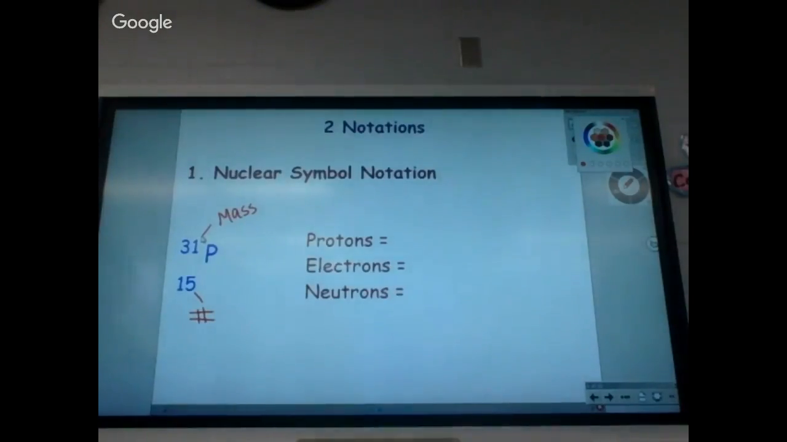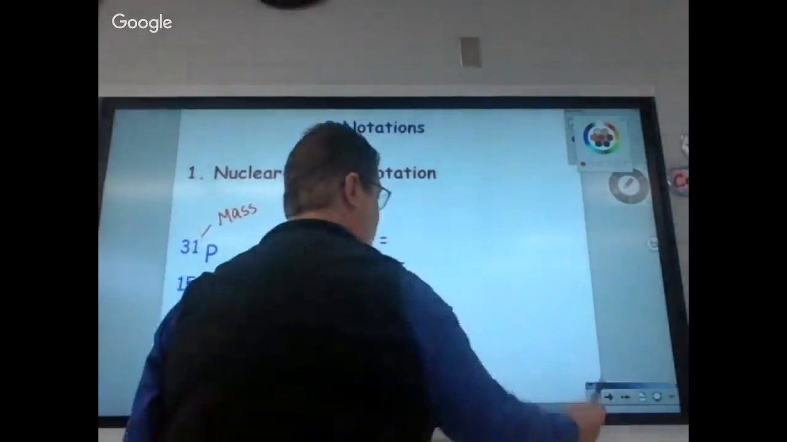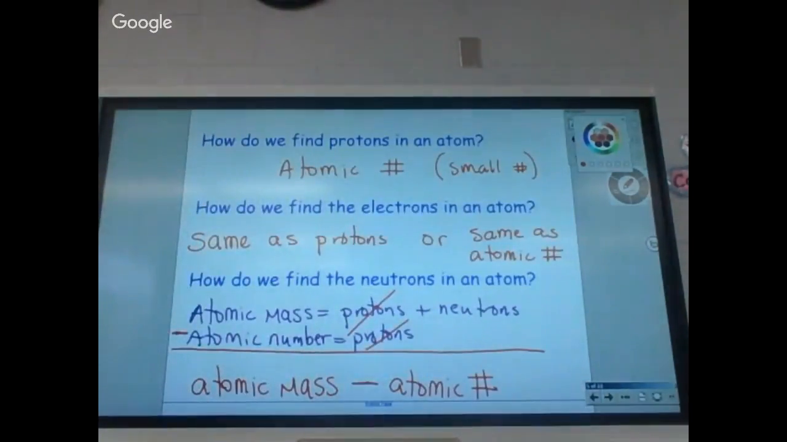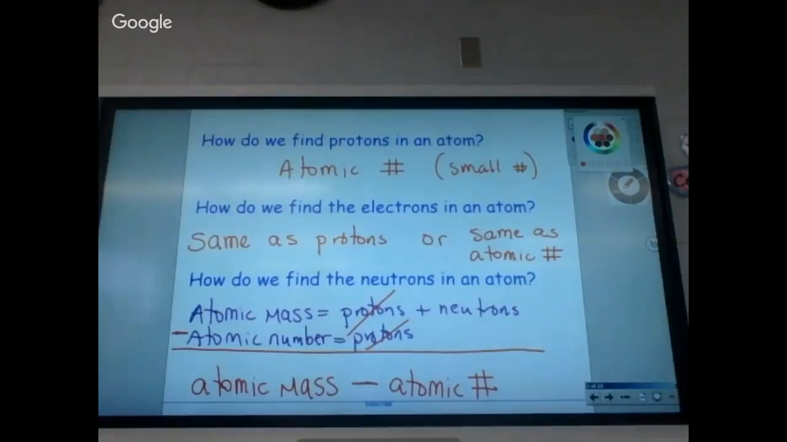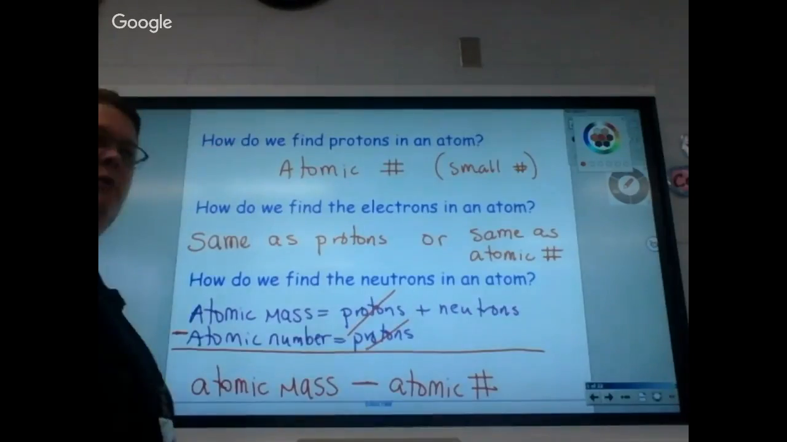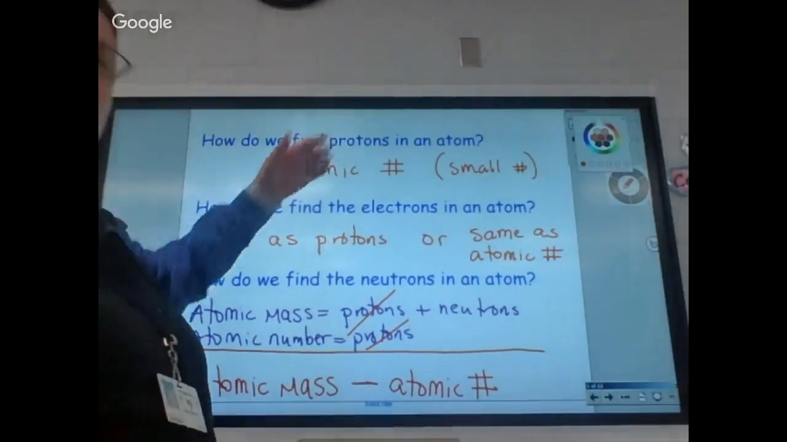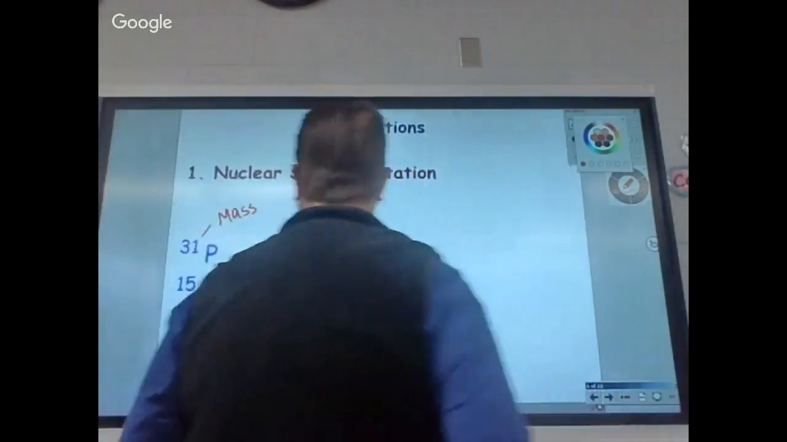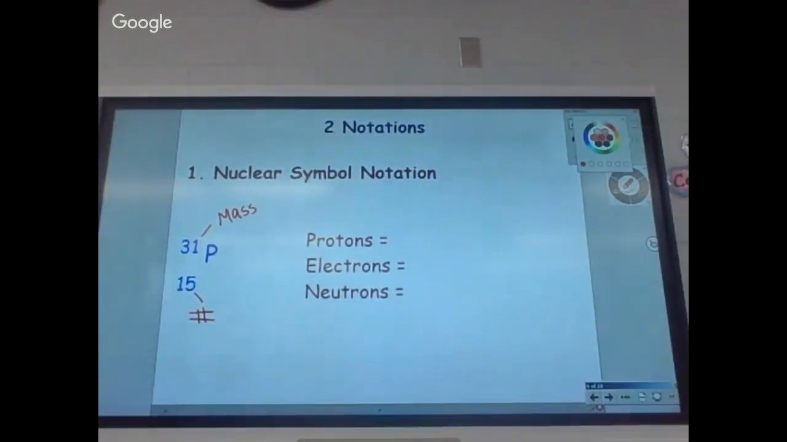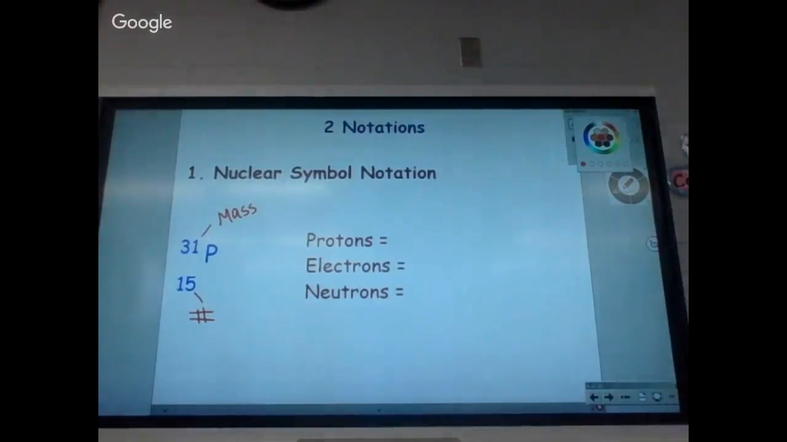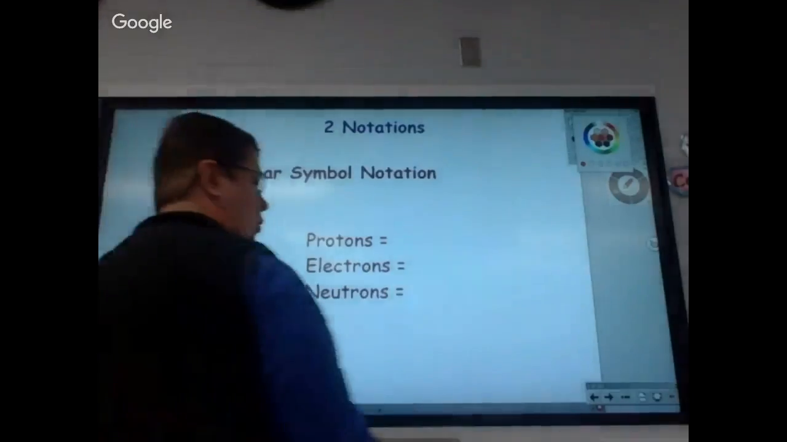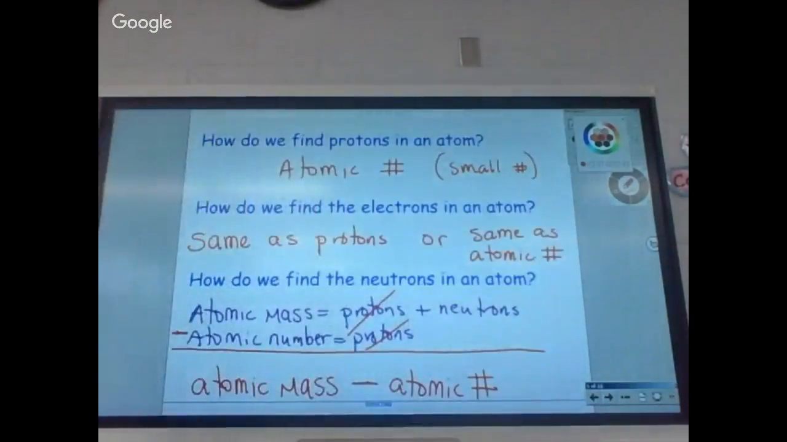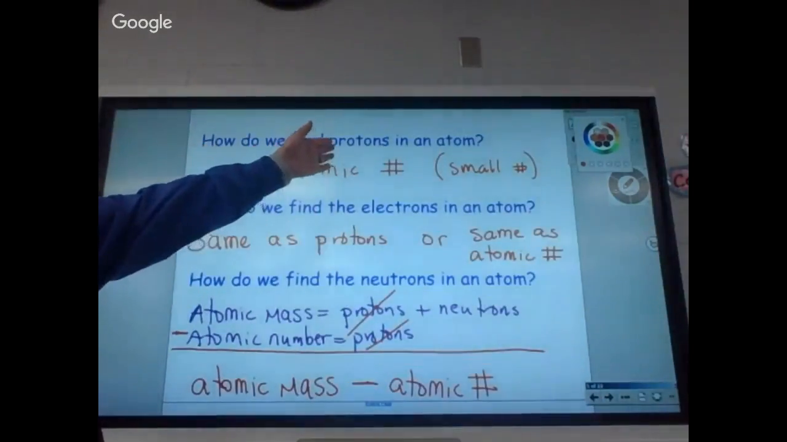All right, now we're going to use what you guys just told me and we just wrote down. How do we find the protons? Protons are the what? Atomic number. So we're going to look right here with what y'all just told me. You said the big number was the mass. The little number is the atomic number. Okay? So, the protons. What did you just tell me the protons are? The protons are the atomic number.